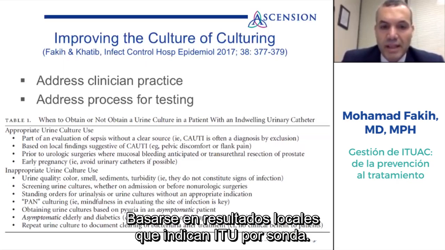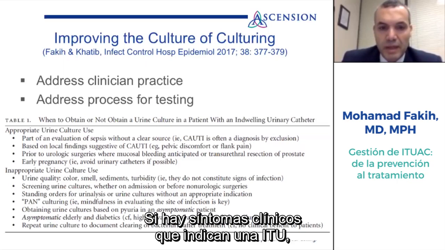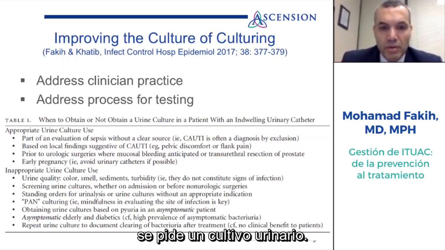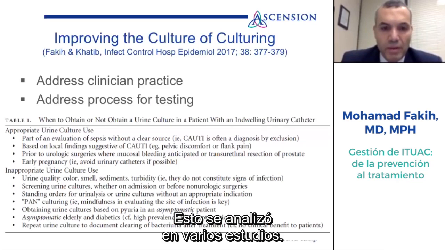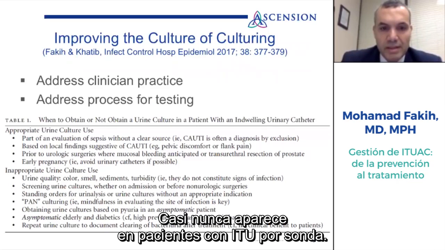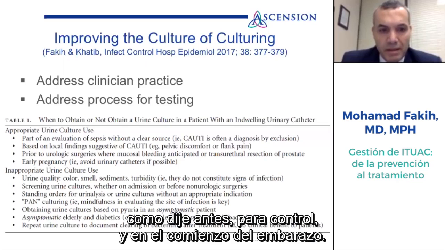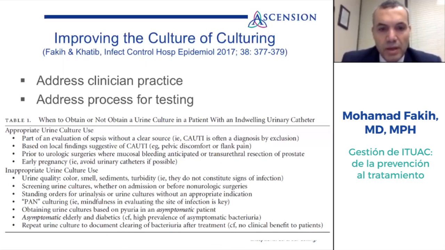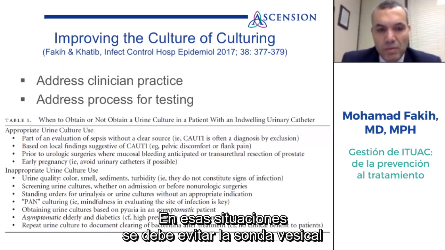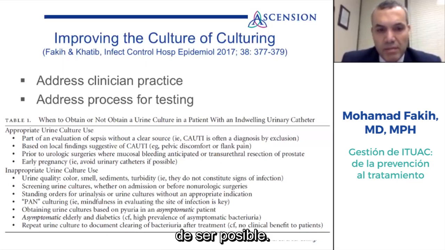Based on local findings suggestive of catheter-associated UTI. So if they have a clinical finding suggestive of a urinary tract infection, then also order the urine culture. When we looked at this in different studies, it's rarely seen in patients that have a catheter-associated UTI. And prior to urologic surgeries where mucosal bleeding is anticipated, and I talked about this, so this is to screen, and in early pregnancy. And in those situations, you want to avoid urinary catheters if possible.